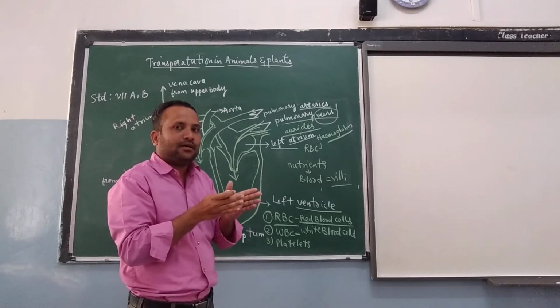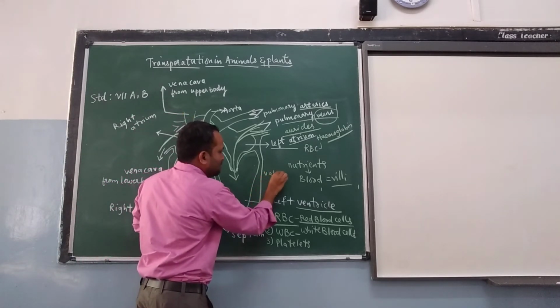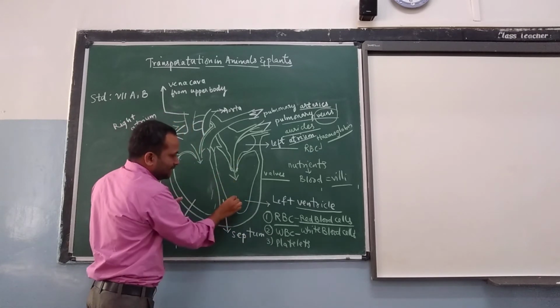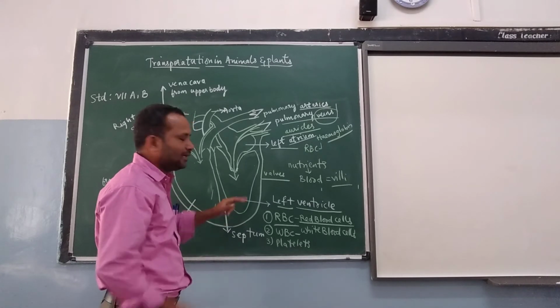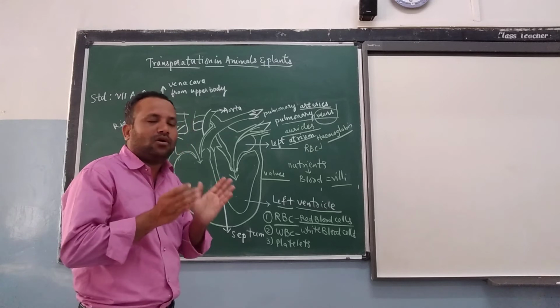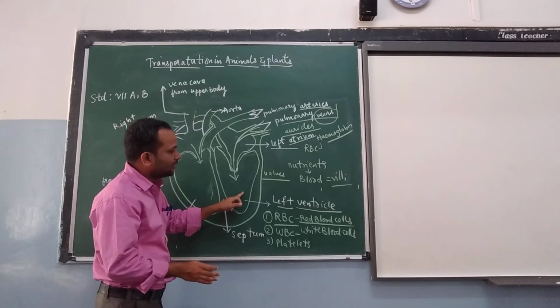From the left auricle here we have two gates. We call them valves. So they will open and it will enter the left auricle. So this left auricle is now filled with oxygen rich blood. It comes and gets stored in the left ventricle.